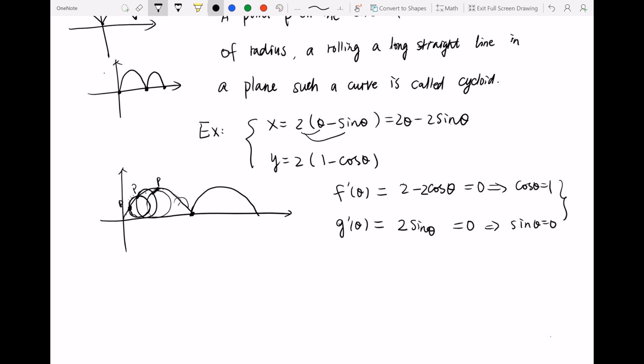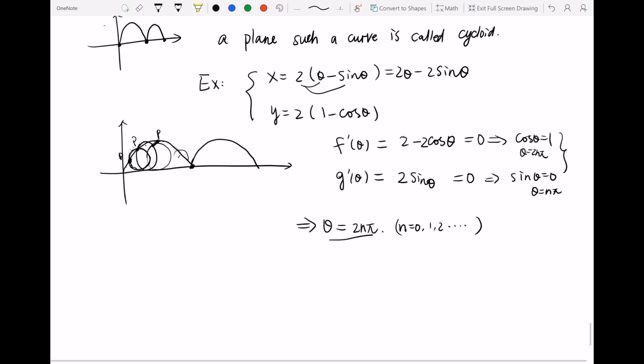Okay, so these two together give you theta equals 2n pi, n equals 0, 1, 2. Cosine theta equals 1 gives theta equals 0, 2 pi. Sine theta equals 0 gives theta equals n pi: 0 pi, 2 pi, 3 pi, 4 pi. Cosine theta equals 1 is theta equals 2n pi. So together it's just theta equals 2n pi. So we can tell that when theta equals 2n pi, the function is not smooth.